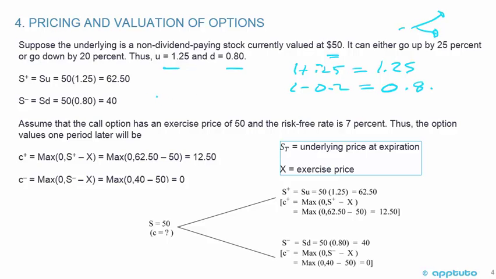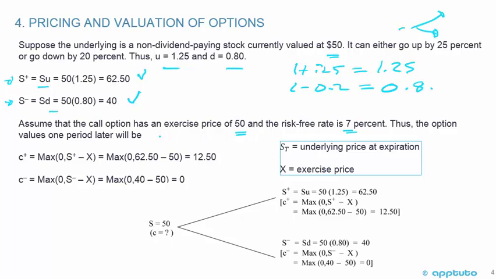Okay, so therefore we can get our stock price, our S plus and our S minus. The stock price when it goes up is going to be 50 times 1.25. So that gives us 62.50. The stock price on the down factor is 50 times 0.8, which is going to be $40. Okay, so assume that the call option has an exercise price of 50 and the risk-free rate is 7%.